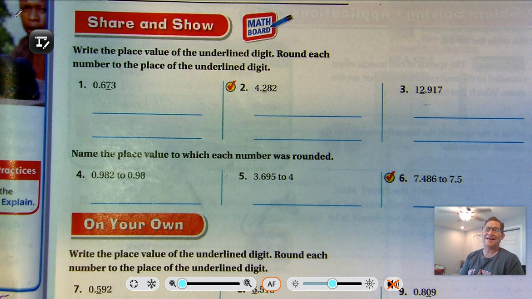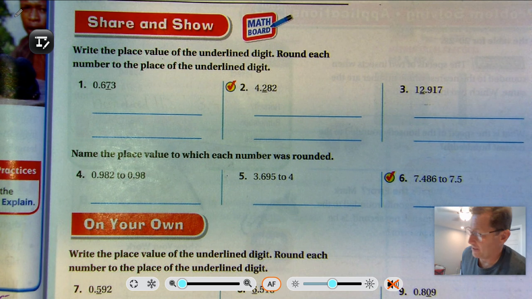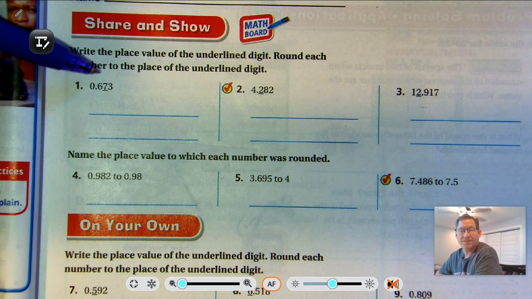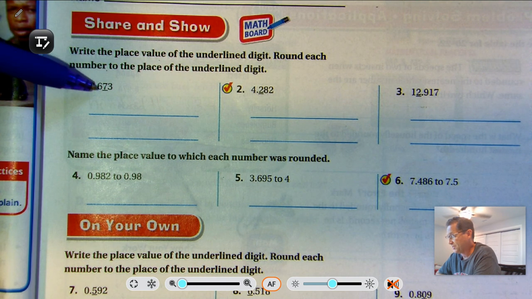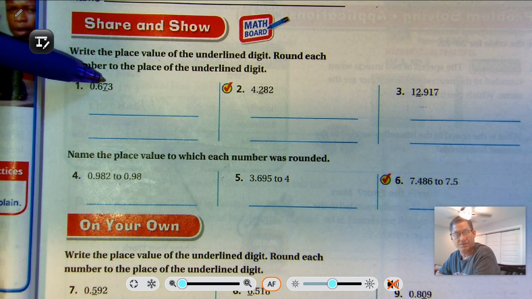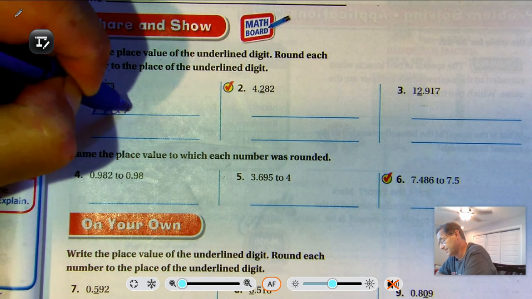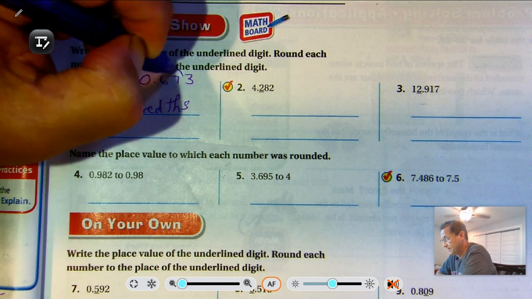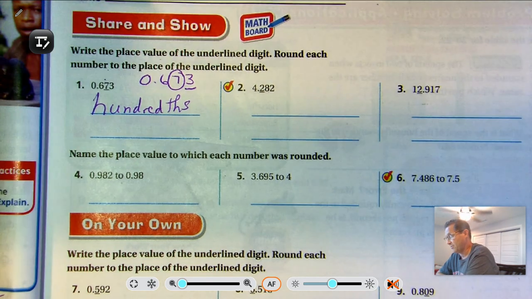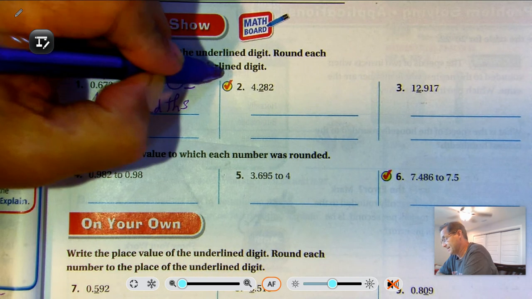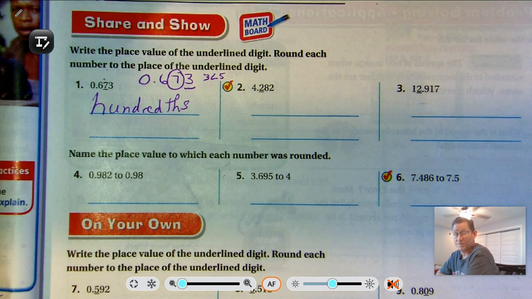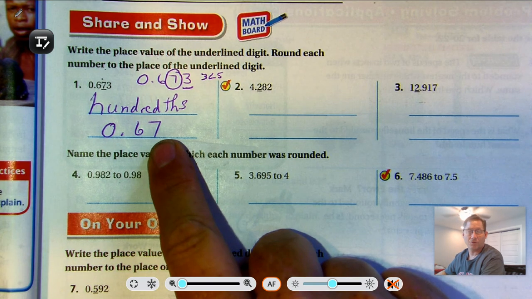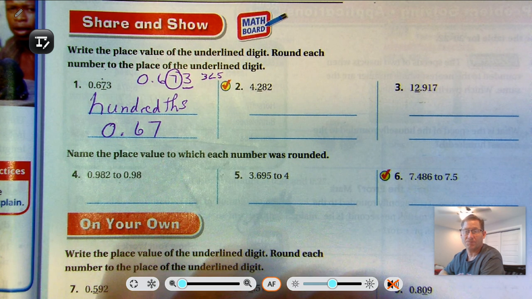123. Write the place value of the underlying digit. Round each number to the place of the underlying digit. All right, so we read this as 673 thousandths. The underlying digit is in the, let's see, tenths, hundredths place. Hundredths. So we're rounding to the hundredths place. So look to the digit to the right. 3 is less than 5. Round down. 0.67. See, again, here we're dropping off anything after the hundredths because we're rounding to the hundredths place.